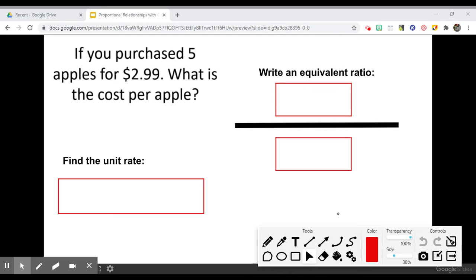So here we need to write the equivalent ratio, just like we have been before, where we put the y on top of the x. So our y value on top of our x value. In this case, our unit rate is going to be cost per apple, or cost per item, a very common unit rate that you see in the world. So we're going to do $2.99 and divide that by 5. In order to find our unit rate, we just need to divide 2.99 divided by 5.